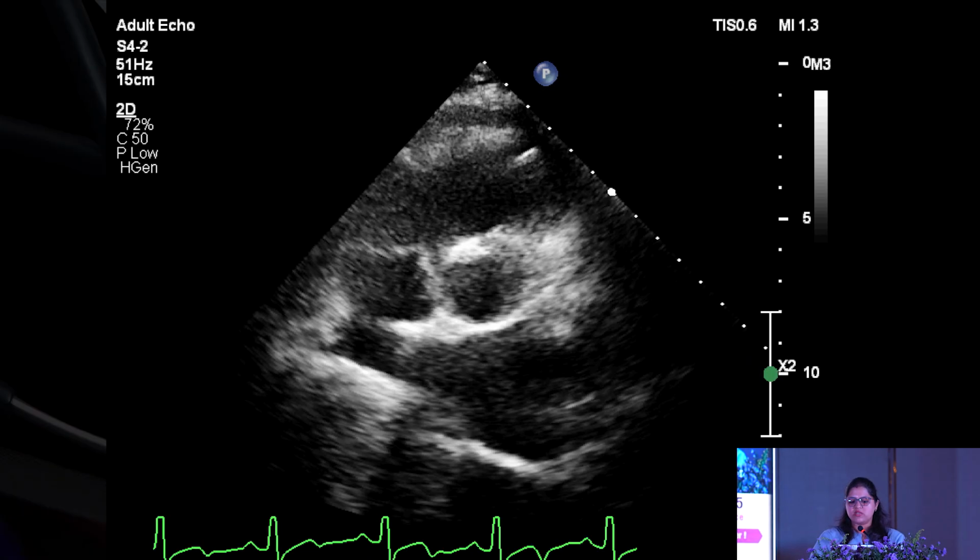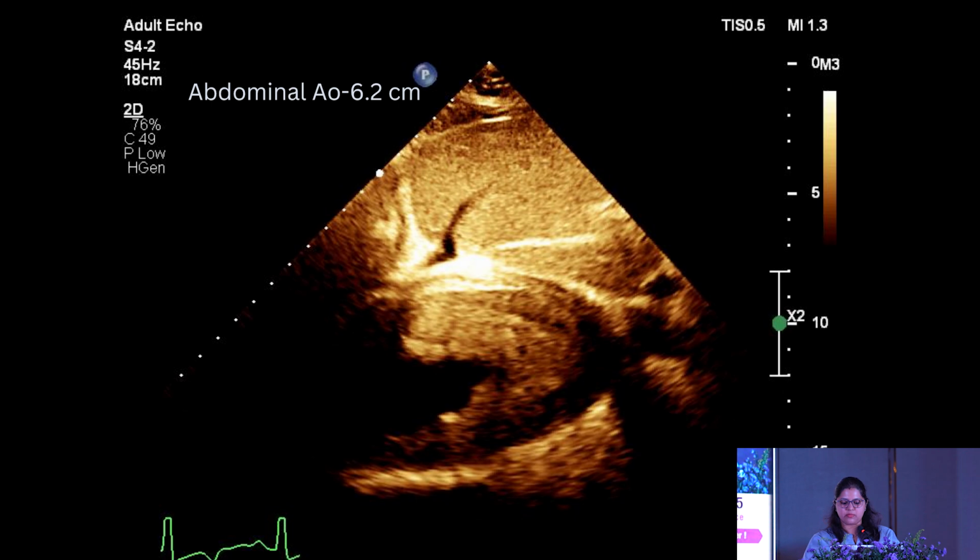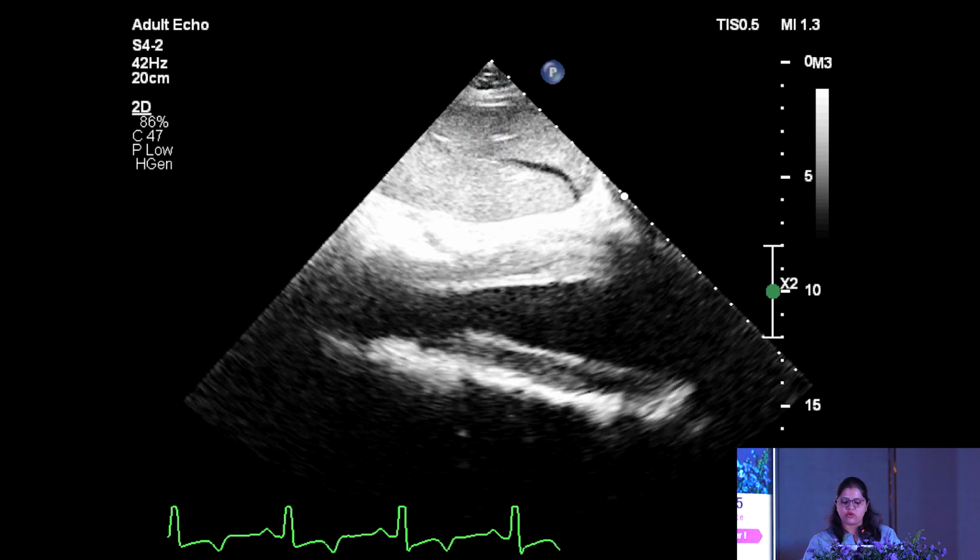Short axis, here also we can appreciate LVH with good LV function. Aneurysmal dilatation of the abdomen from here to here, if we measure, we get around 6.2 centimeter, filled with large thrombus. This thrombus is formed because of intramural rupture. Here we can see the false lumen.